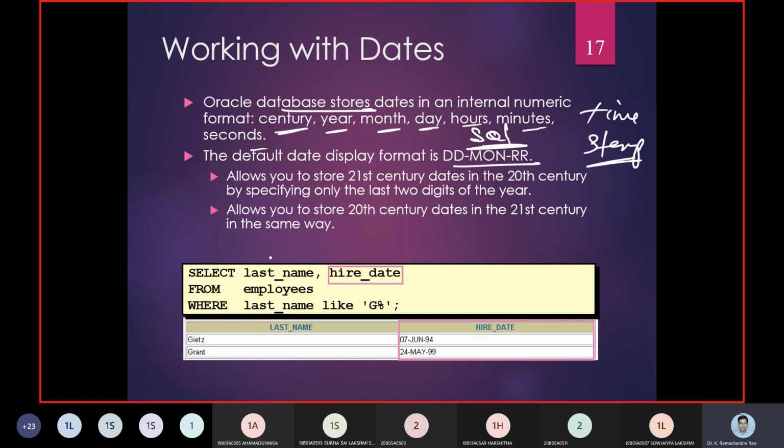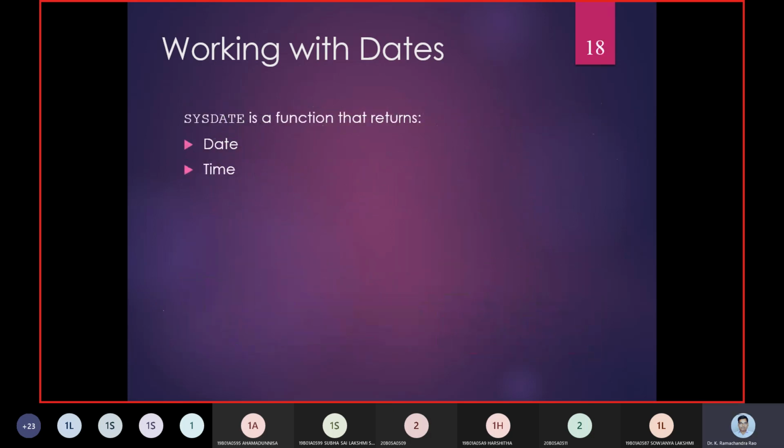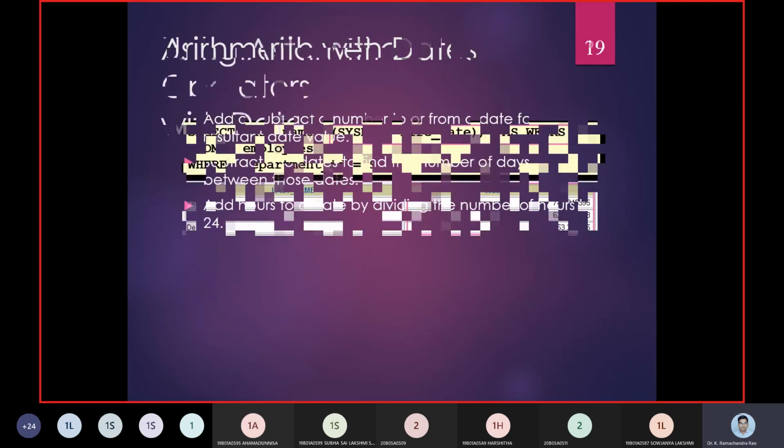So now you can see here, we want to display the last name, we want to have a hire date, and that too for the employees whose names start with Z. So now you can see Grant and Gates. So the names start with the uppercase Z. As far as date is concerned, by default it takes it from the system date. Whatever system date the laptop, desktop or mobile is showing, the same date will be taken up. That is what we call the system date here.